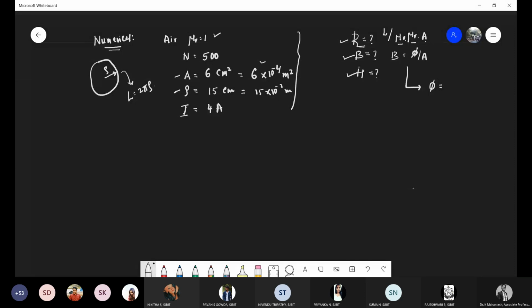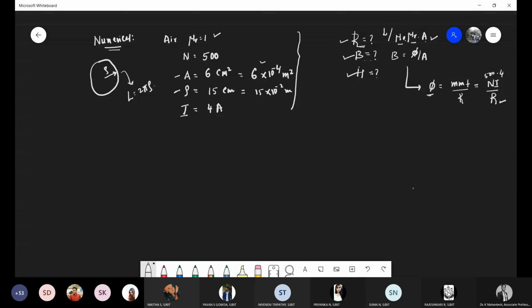But what about B here? B is equal to flux divided by area of cross section. So what is flux related to? Flux is related to your MMF, right? So it is MMF divided by reluctance. But what is MMF equal to? MMF is equal to Ni, right? Ni divided by reluctance. N is 500 and I is 4 amps. And reluctance, whatever value you get from the previous step, you just substitute here, you'll get flux.